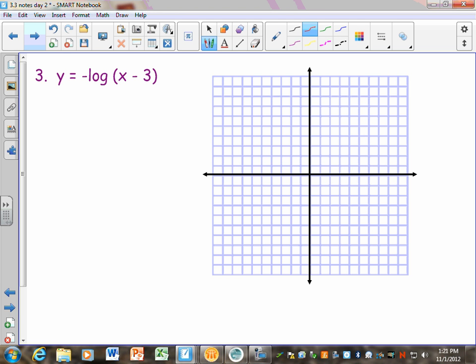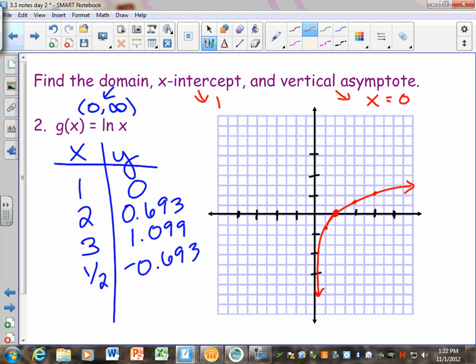Also, what does this negative out front mean? Yeah, it reflects over the x-axis, which means instead of going like this, it's going to flip up, and the asymptote's going to be going up. And so you don't have to use the transformations, but to me the transformations are very comforting. When I know what it should look like, I can make sure my points match it.